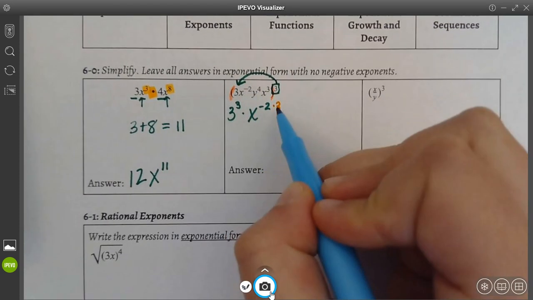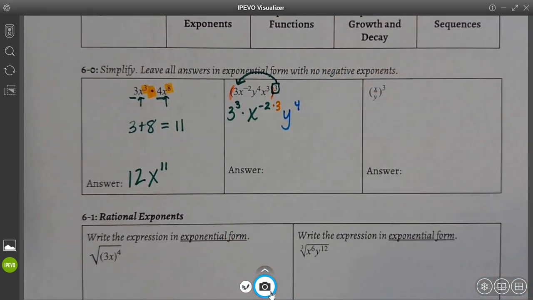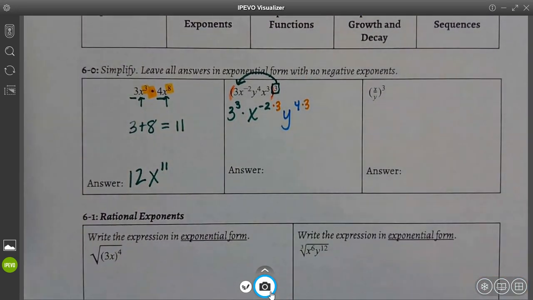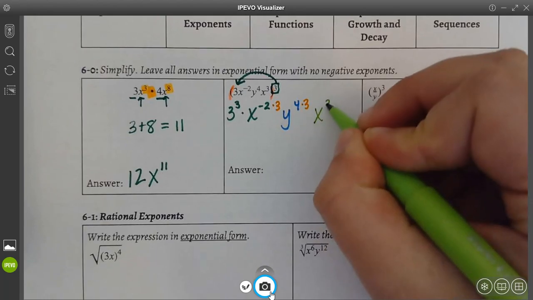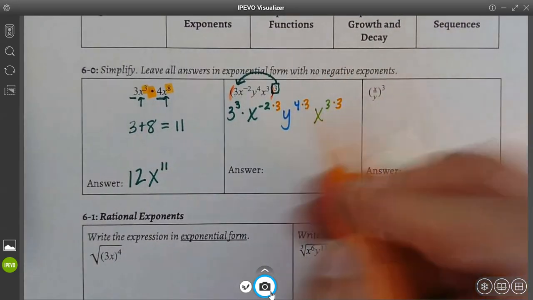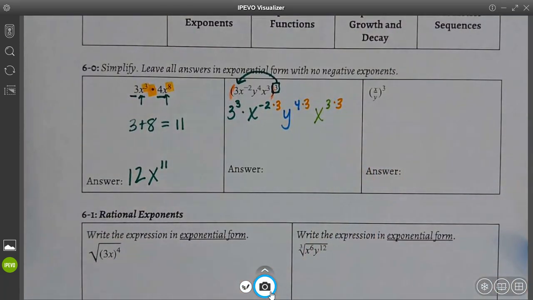And the property that we're following along with here is multiplication. So we're going to do negative 2 times 3. Y to the 4th gets to be multiplied by 3 as well. And x to the 3rd gets to be multiplied by that 3 as well. So each of my 4 terms gets this exponent of 3. And now we get to go ahead and simplify.